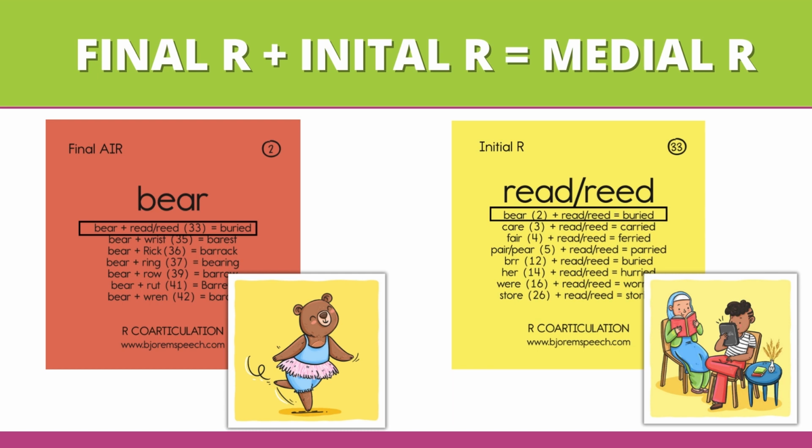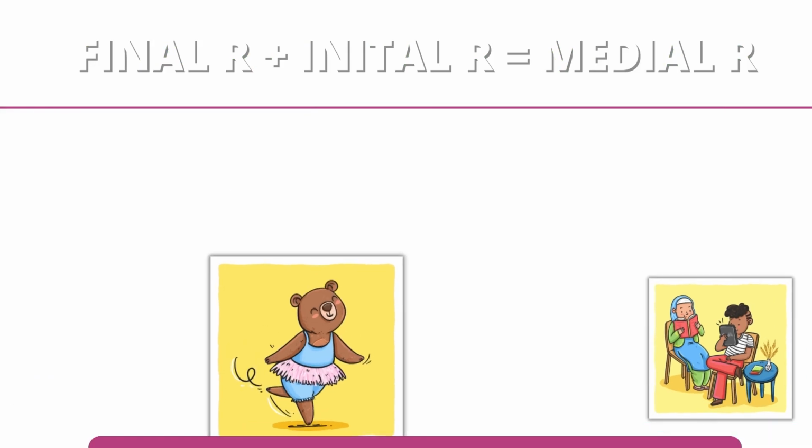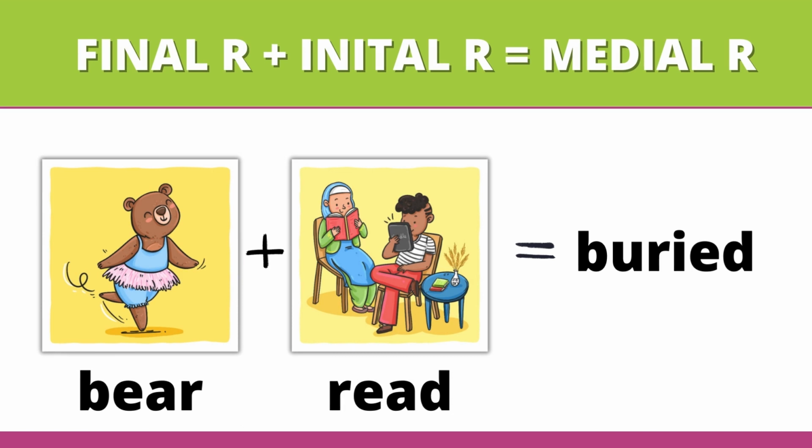Here's an example of the back of a final air card. You can see all of the different word combinations you can make using this card and the other initial R cards in the deck. We put the card numbers next to the target word so you can easily find what you're looking for to form that new target word. So if you take the bear card and the read card, you can work on connecting those two words to get the new target word, buried.